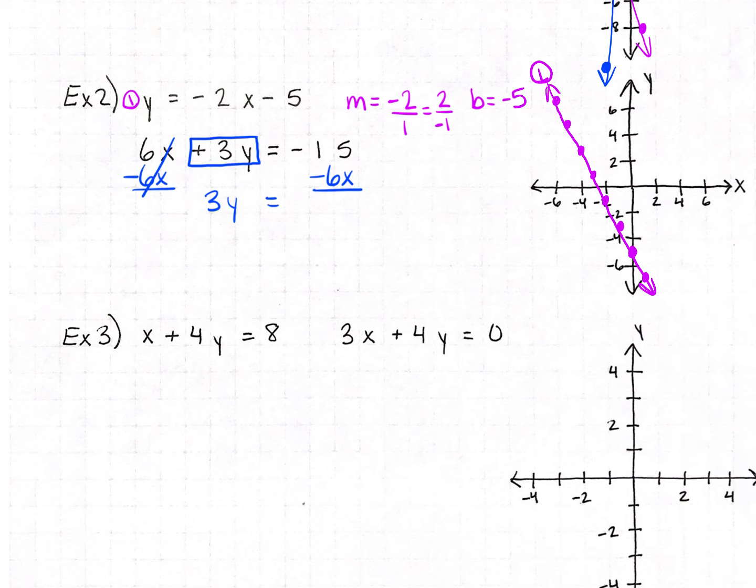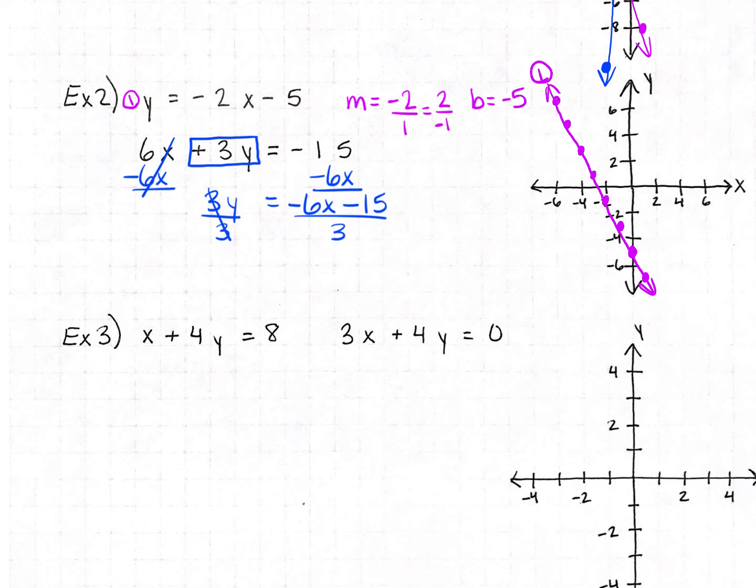I get 3y equals negative 6x minus 15. I couldn't combine those. They're not like terms, so I just brought them down in the order of mx plus b. And then I'm going to divide both sides of this equation by 3.